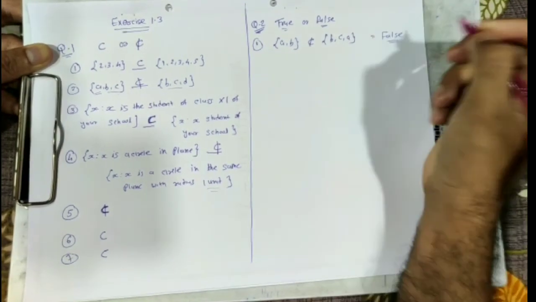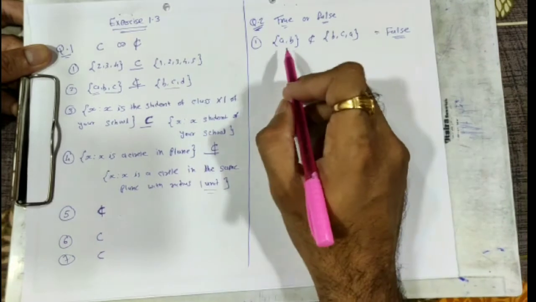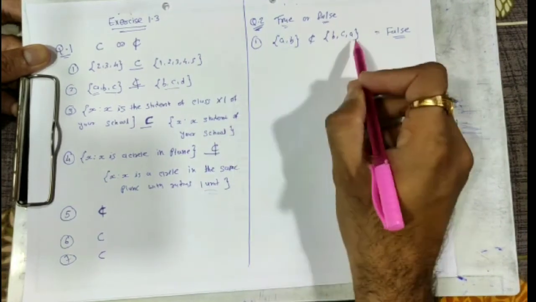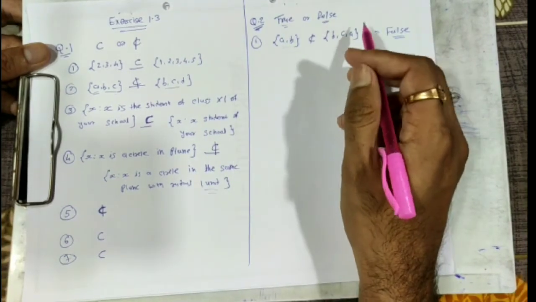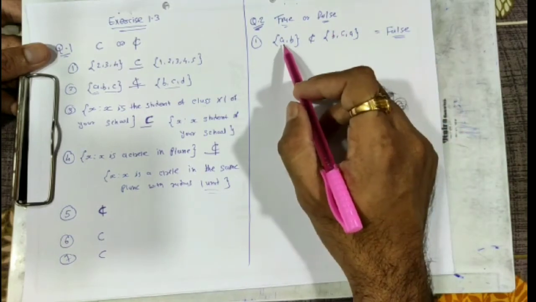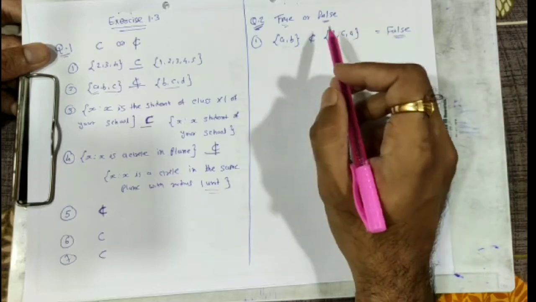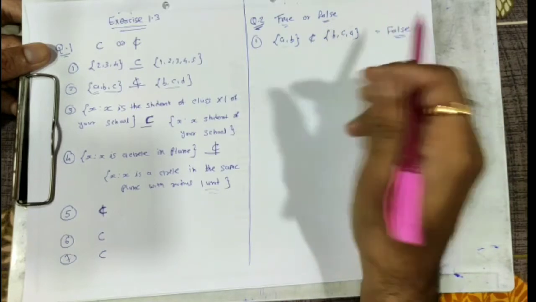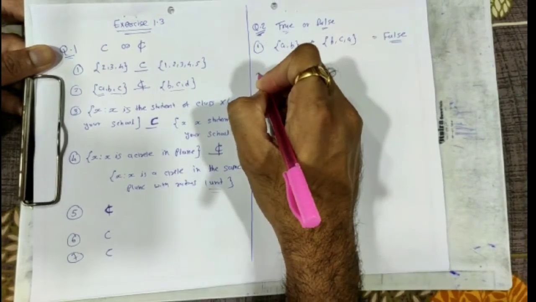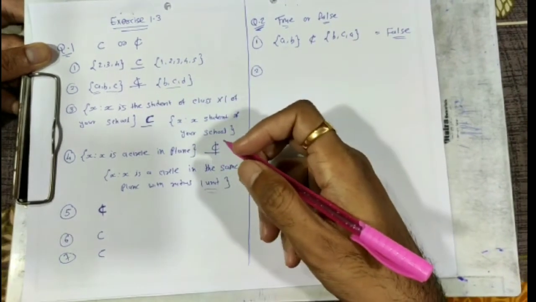Yes. Given statement is false. Why? Because this set AB is the part of this given set. Done. So every element of set this one are the element of this set. So this one is false. Second one.